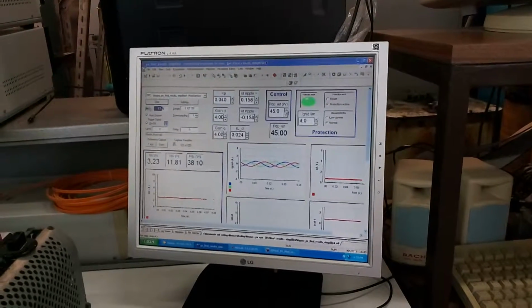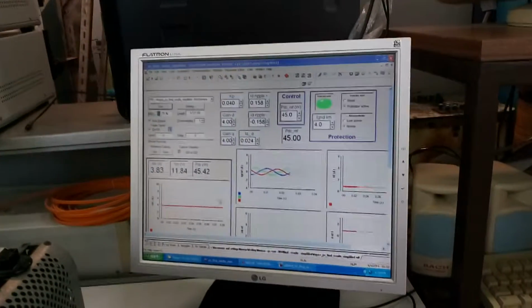There I'm just increasing the power to have higher grid currents and higher DC current as well.